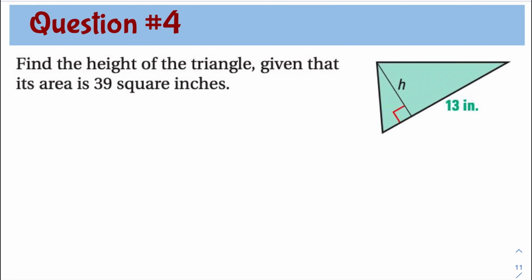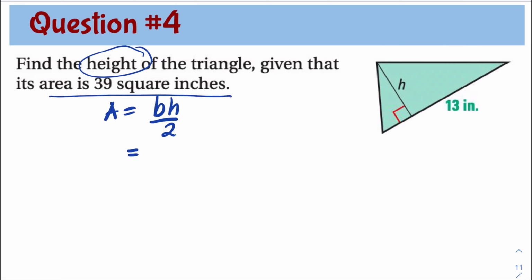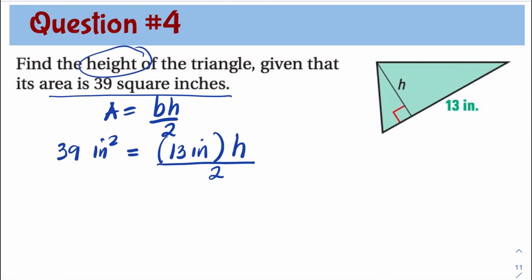Question number 4. Find the height of the triangle given that the area is 39 square inches. Since area is equal to base times height divided by 2, now we can substitute the area. The area is 39 inches square. The base is 13 inches. And we don't know the height yet. That's what we're trying to solve. And then divide by 2.